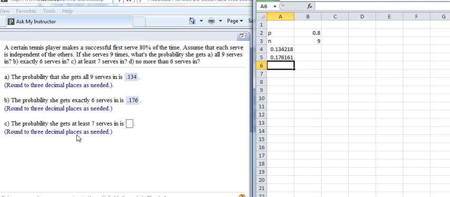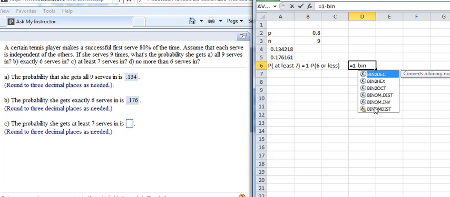Okay, now the probability that she gets at least 7 serves in. Well, the probability of at least 7 is equal to 1 minus the probability of 6 or less, because the complement of at least 7 is 6 or fewer. And so how do you do that then? Well, you come in here and you'll do equals 1 minus, and we can do 6 or less because that's going to be accumulation all the way up to 6.